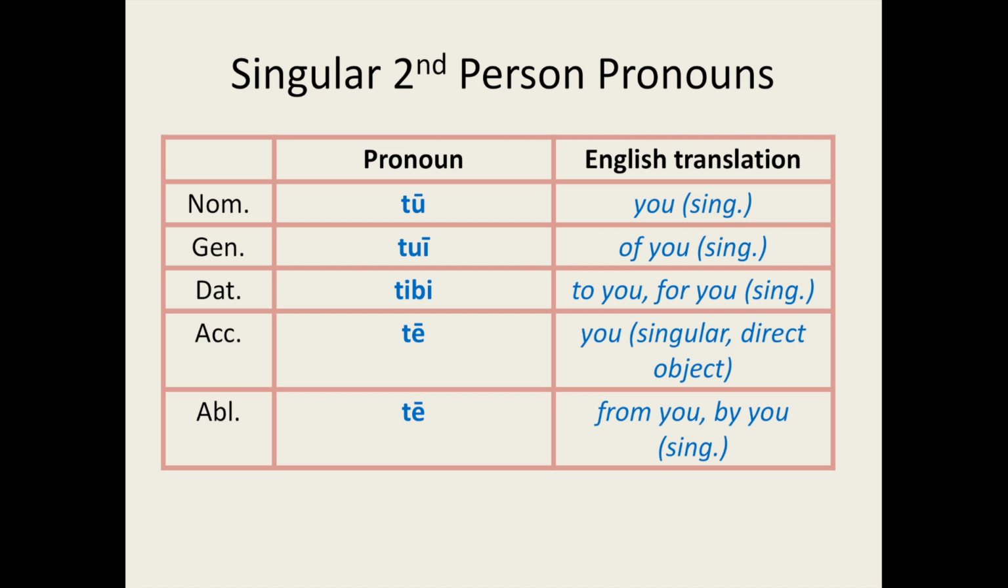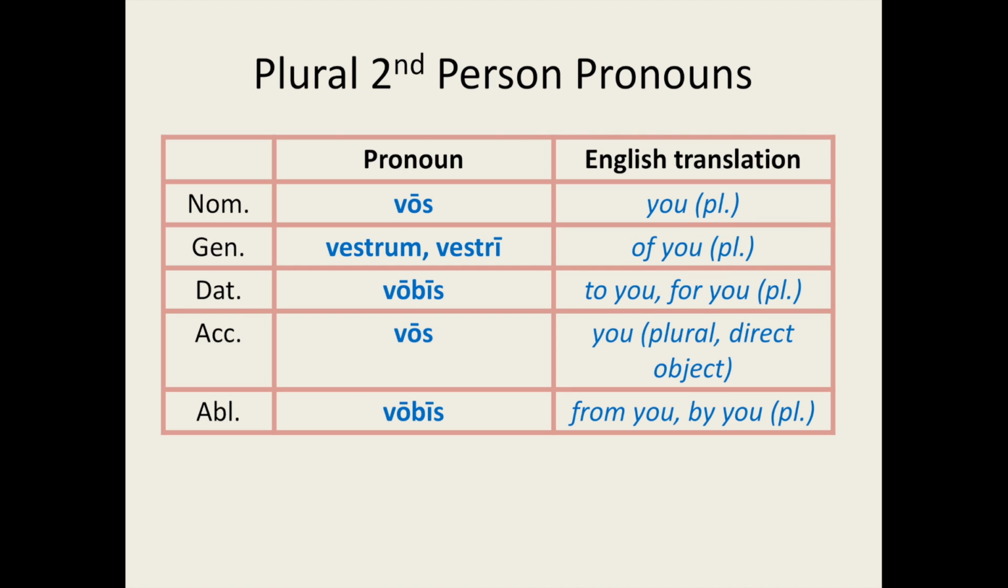Now on to second person personal pronouns. Here are the second person singular personal pronouns: tu, you, singular; tui, of you; tibi, to you, for you; te, you, direct object; te, from you, by you.